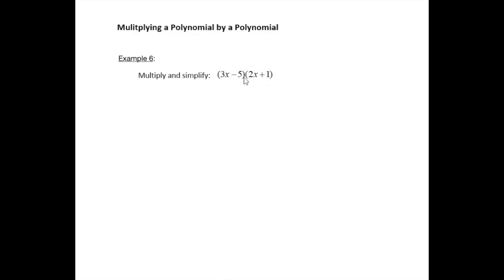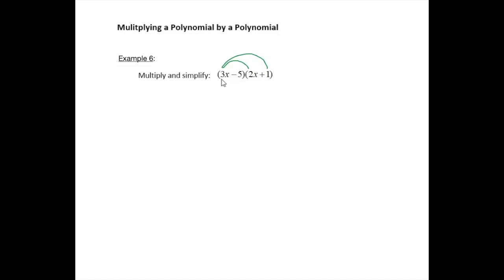Remember when we multiplied by a monomial, when we just had one term on the outside of the parentheses, we distributed that and multiplied each of the terms on the inside of the parentheses. Now we have more than one term outside this set of parentheses, and we'll distribute each of those to the two terms in the second set of parentheses.